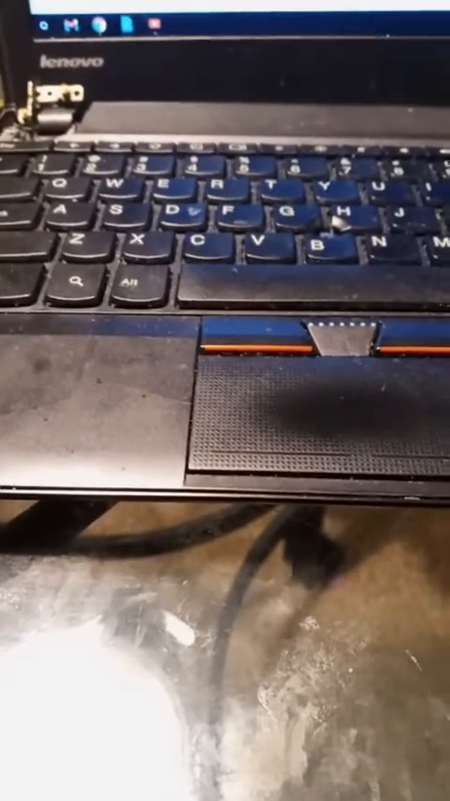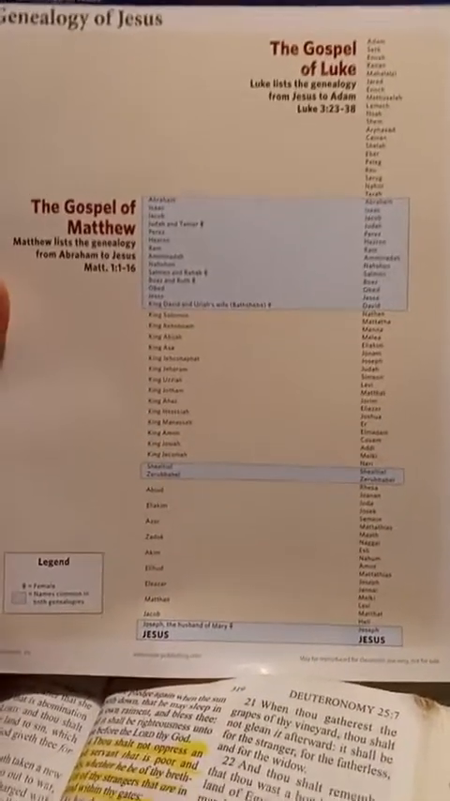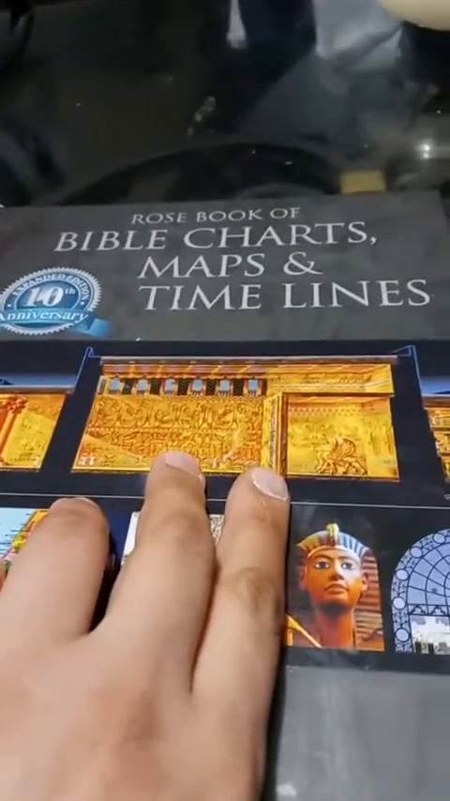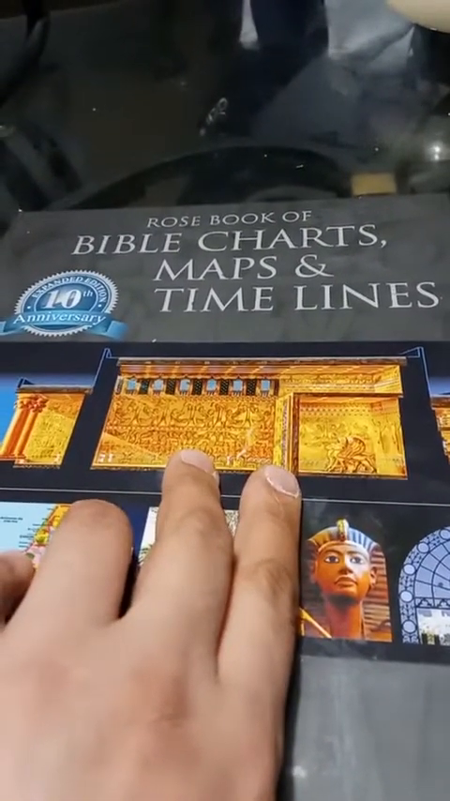I'm waiting for a few brothers to get on, and then I'm going to start. I'll probably wait another minute. But while we're waiting, I'll show you what I'm going to be using today. Of course, we're going to be using scripture. I have some things on the computer, and we're also going to talk about the genealogy of Christ through the book of Matthew and, as you see, from the Gospel of Luke. It's from a book that the brother Shamar gave me, called the Rose Book of Bible Charts, Maps, and Timelines.